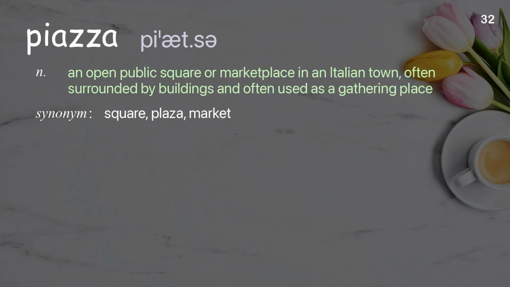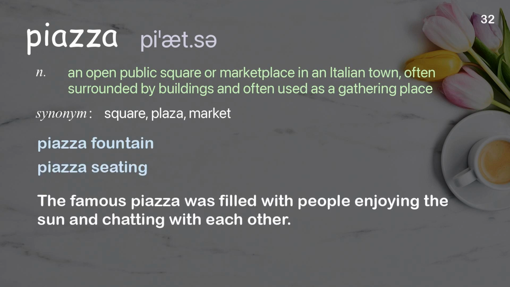Piazza. An open public square or marketplace in an Italian town, often surrounded by buildings and often used as a gathering place. Examples: Piazza fountain. Piazza seating. The famous piazza was filled with people enjoying the sun and chatting with each other.